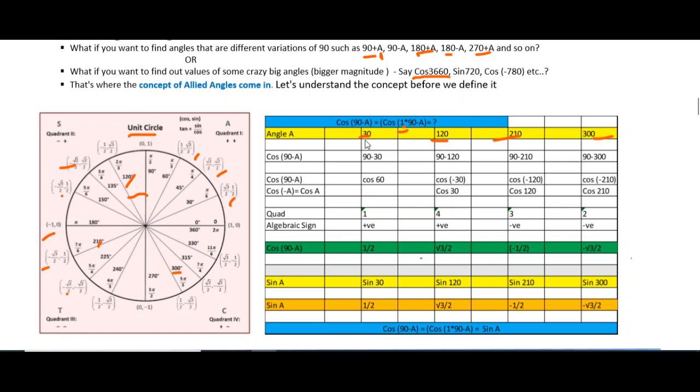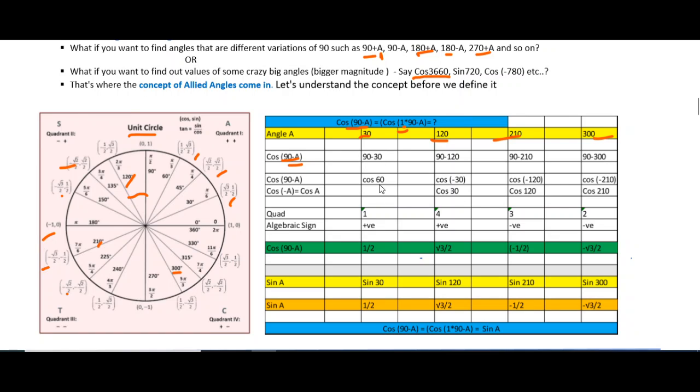Let's say that the given angle is one of these, either 30, 120, 210 or 300, and I'm just trying to find out what cos(90 minus A) is. So 90 minus A is whatever I put in this yellow box: 90 minus 30, 90 minus 120, 90 minus 210, 90 minus 300. I've just written the equation for ease of readability, and then I'm doing the simple subtraction.